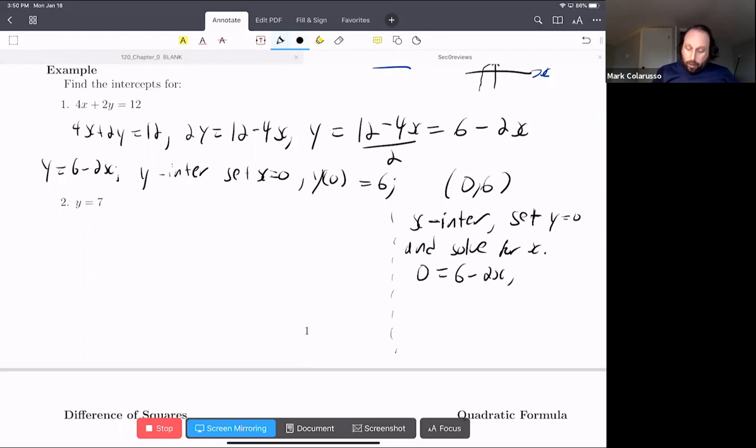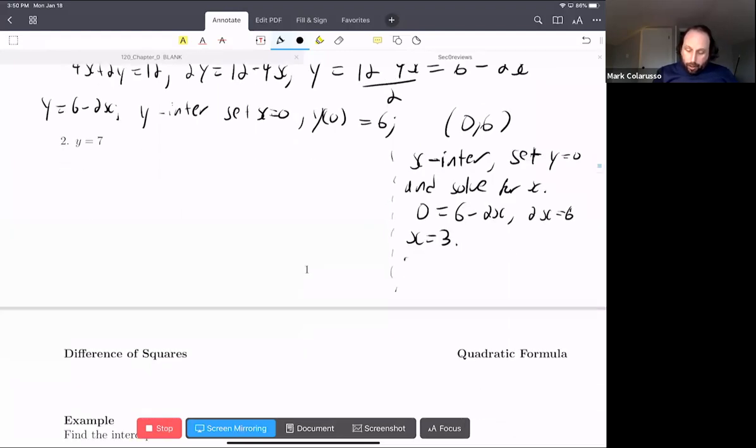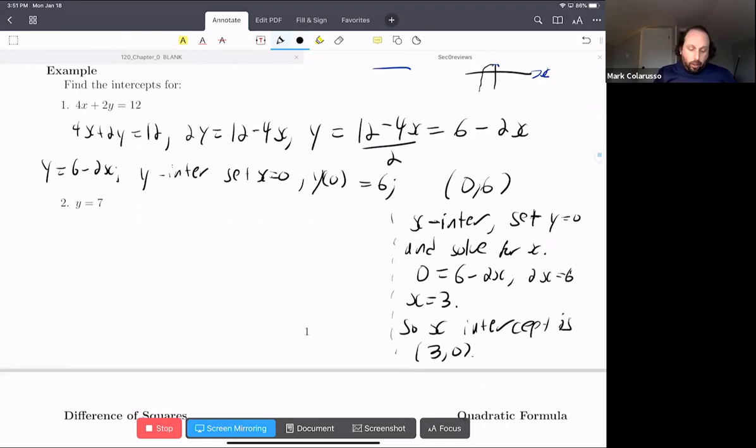And if we solve this equation, we get 2x equals 6, or x equals 3. So the x-intercept is (3, 0). So that's a very simple example. We'll talk about this a little bit more next week, and that this is an equation of a line. So for lines, find the intercepts, very easy game. We're going to have a very efficient way of reading them off from the equation soon enough.